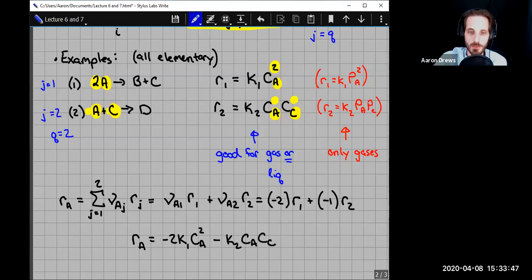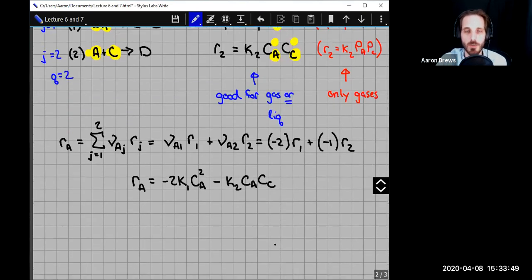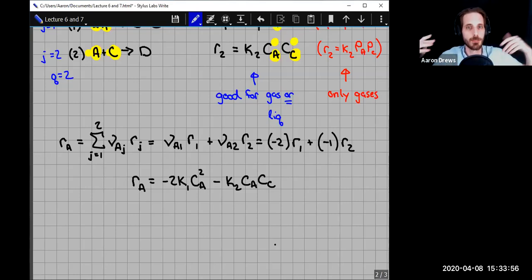The concentration terms here, the CA and the CC, those are not specific to a particular reaction, right? Picture a giant reactor in front of you that's just a big pot. There are multiple reactions happening all throughout that giant pot, but there's only one concentration for species A throughout that whole pot. And so species A, or any species concentration, doesn't get a subscript that's related to a reaction because it's not specific to that reaction, right? It's that concentration everywhere.